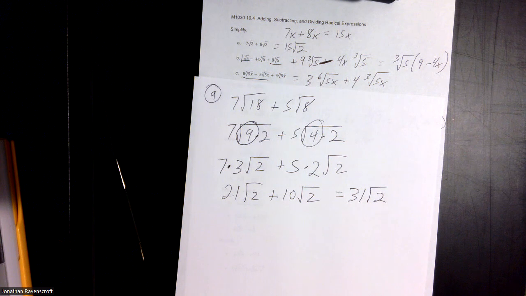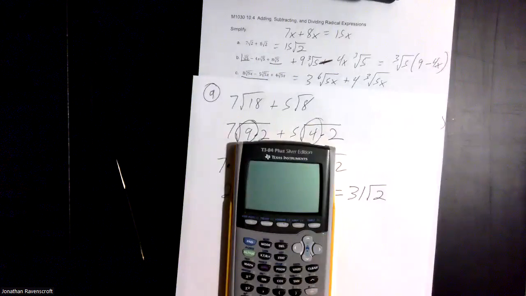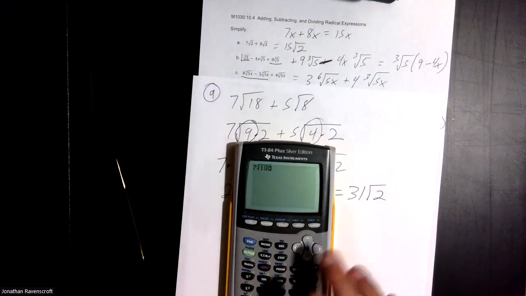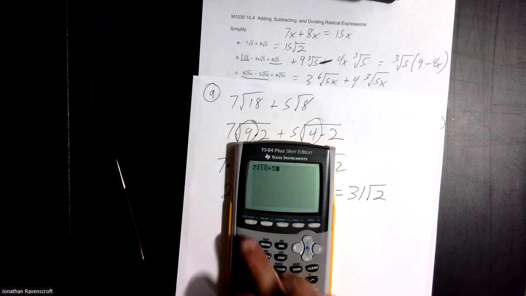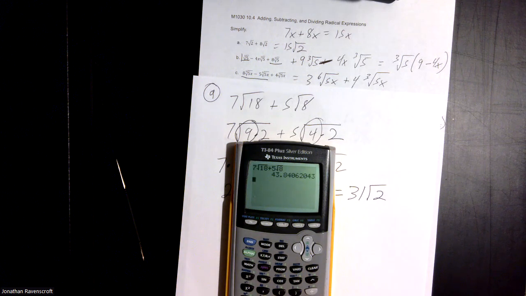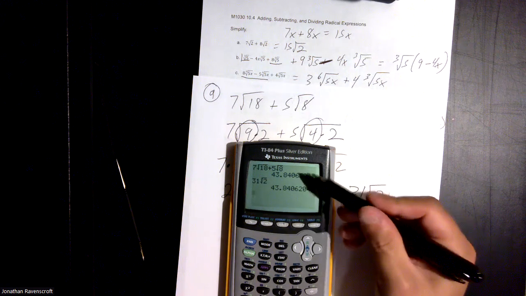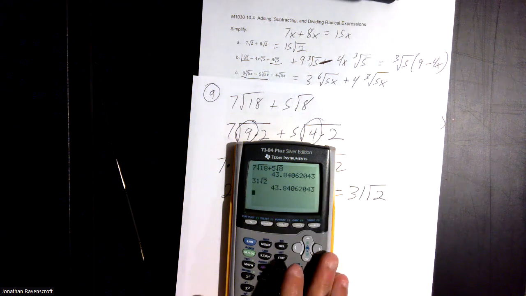Now, one of the nice things about problems like this is it's all numerical. There's no variables. If I really want to, I can check my work. I can say, calculator, what is 7 square root of 18 plus 5 square root of 8? Some number. Well, if my answer is correct, it should be the same as 31 square root of 2. And we get the same thing, so I know my answer is correct.